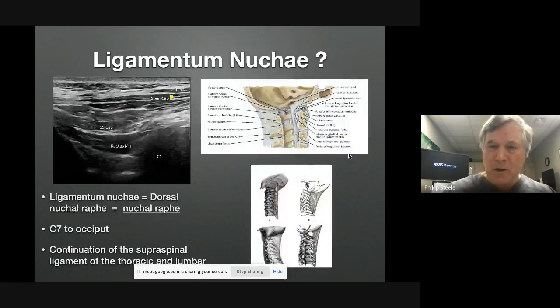So as part of that system, Brad mentioned the supraspinal ligament. Well, the continuation of that in the neck is the Ligamentum Nuchae.